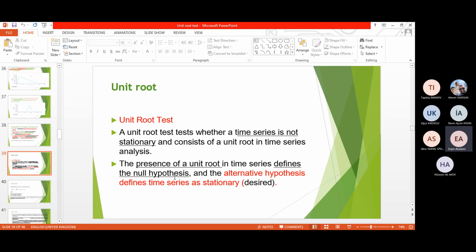When you are testing this, it will give you whether you are going to use I0 or I1 or it is mixed. If it is I0, you are probably using the regression analysis. If it is I1, you may use the vector error correction or some others. Or if it is mixed, then you are going to use ARDL, autoregressive distributed lag. Therefore, unit root analysis is very important.